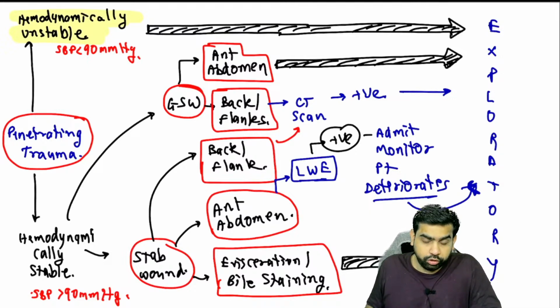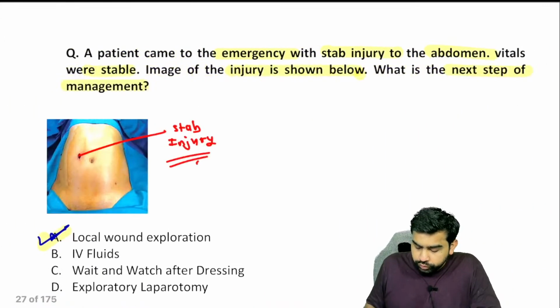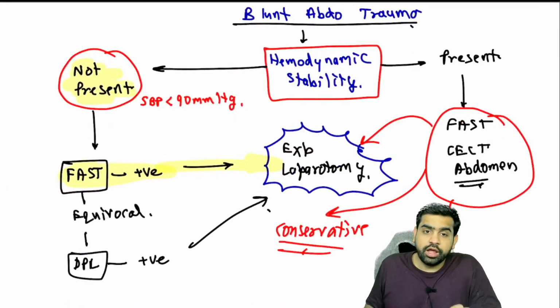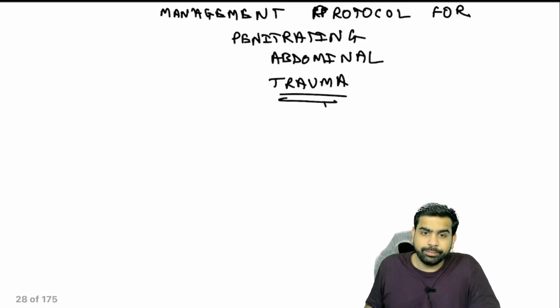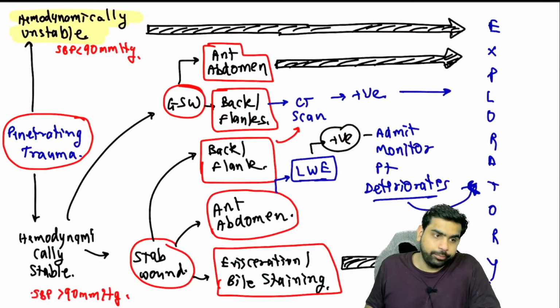These are very, very important topics. So in trauma, two of the most important things which you should remember are the management protocol of blunt abdominal trauma and the management protocol of penetrating abdominal trauma. I hope you are able to understand these particular things, guys.